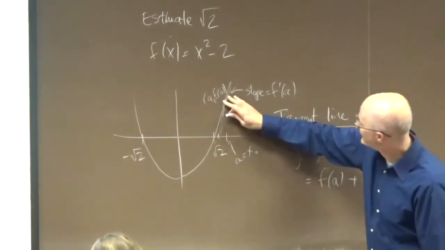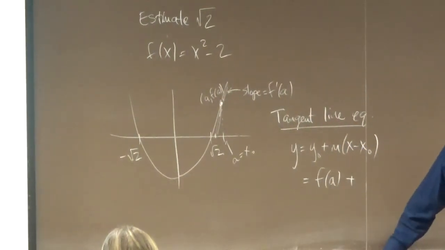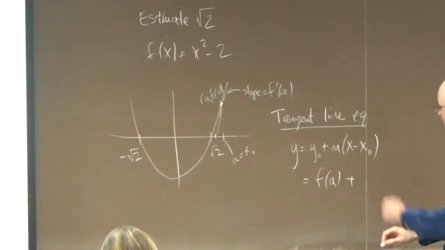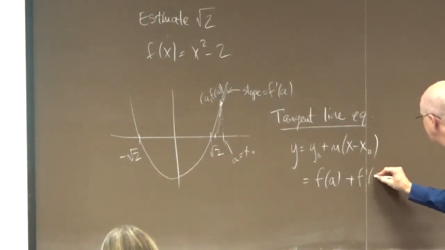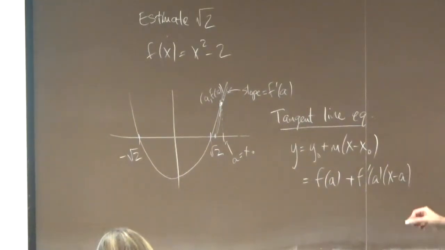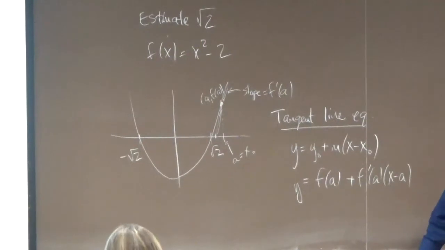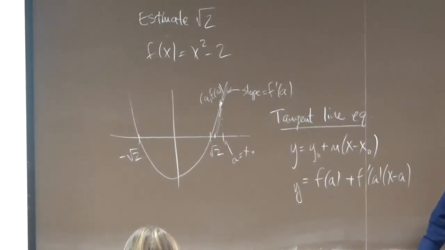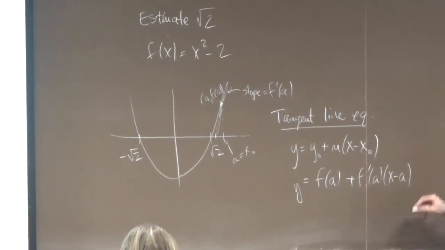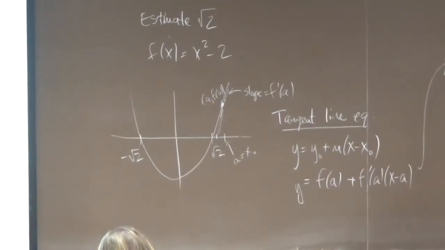It doesn't really look like a point coordinate. It's A. And what's the slope? It's the derivative. F prime of A times x minus A. There's the equation of the tangent line in abstract form. Now find its x-intercept. Set y equal to 0 and solve for x.